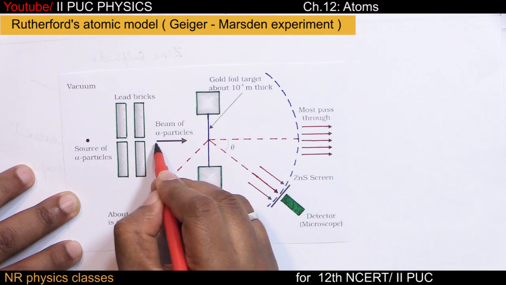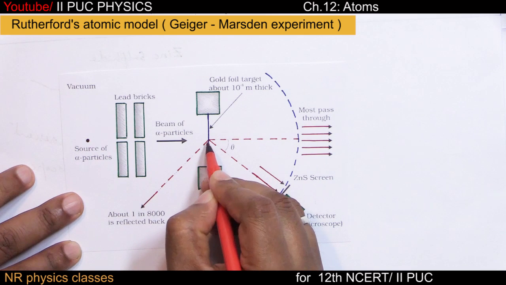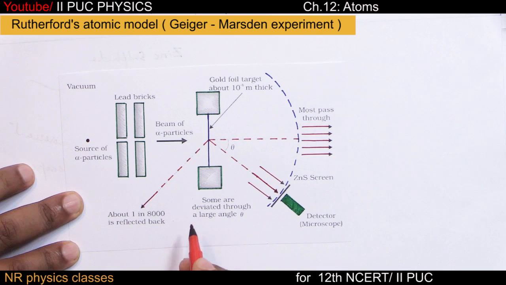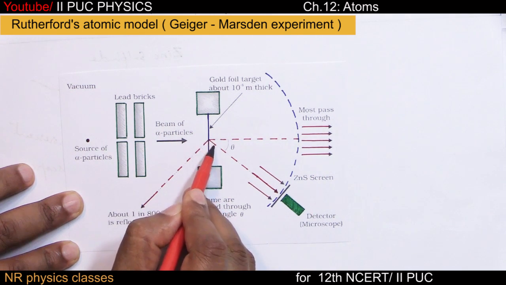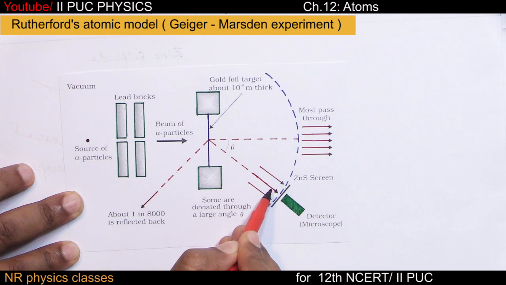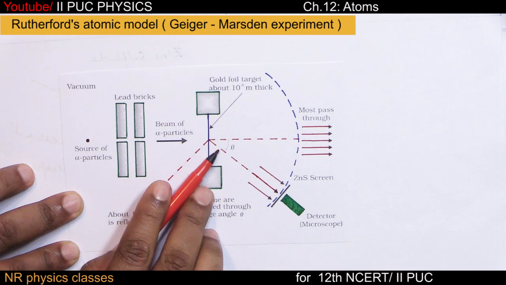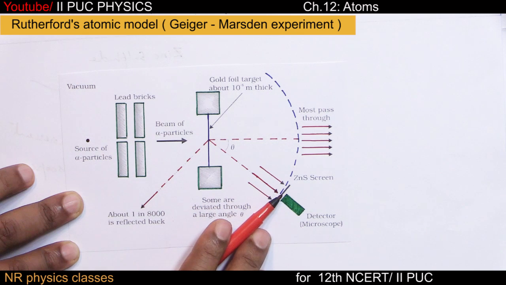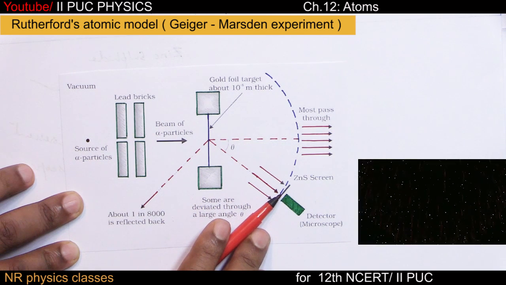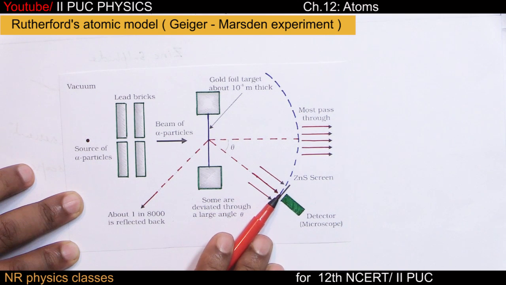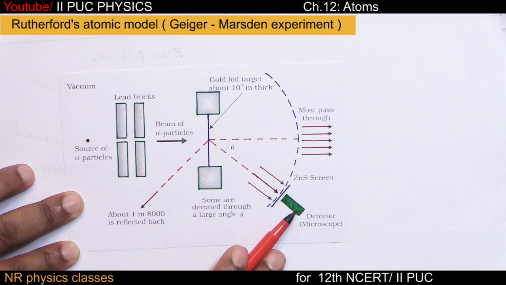When alpha particles fall on the gold foil, most of the alpha particles will pass through the gold foil. Suppose an alpha particle is scattered in this direction, and at that moment if a microscope with zinc sulfide screen is present, then the alpha particle interacts with the zinc sulfide screen and produces scintillation, means sparks. Those scintillations are observed using this detector, the microscope.